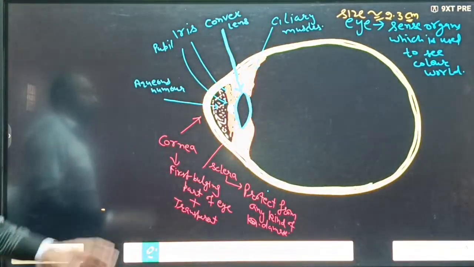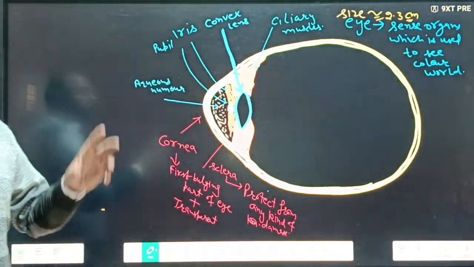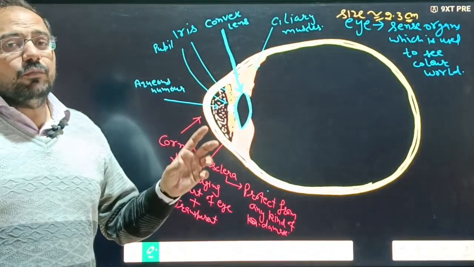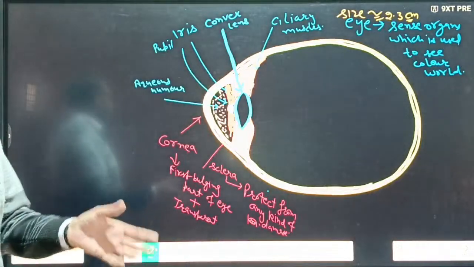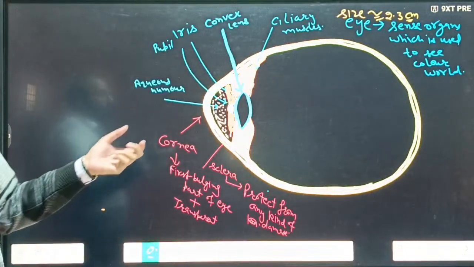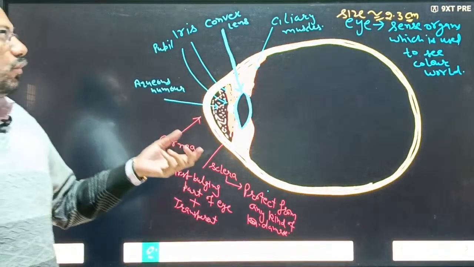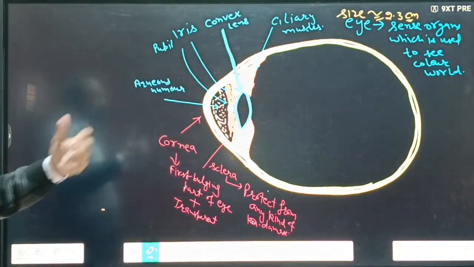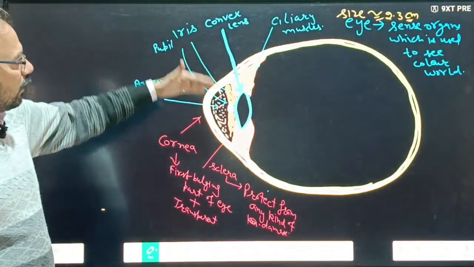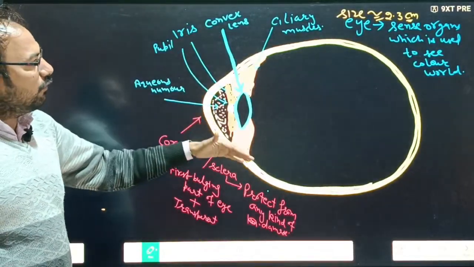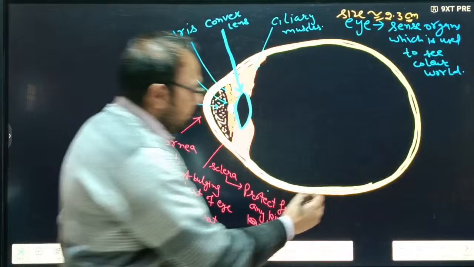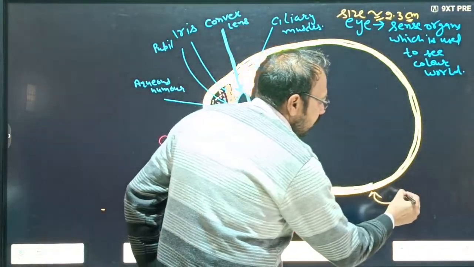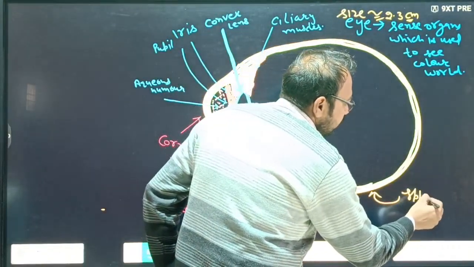Okay, so the basic function is to see the object, different types of objects present in the universe or in the atmosphere. And it is a sense organ which produces an image on the retina. So these are the main parts of the eye. These are the front part. And what is the shape? That is spherical shape.